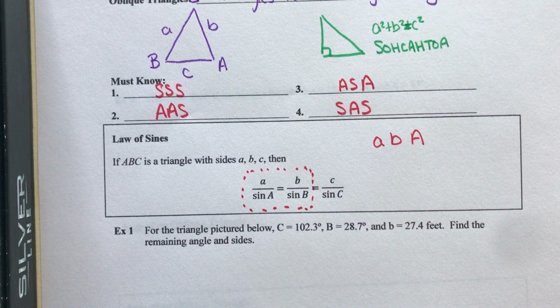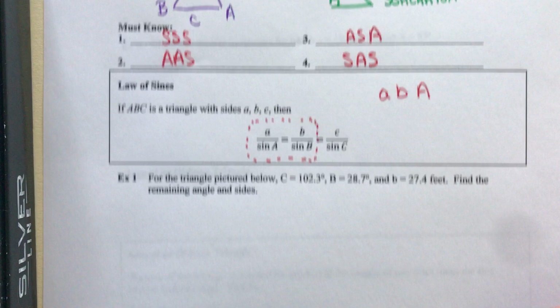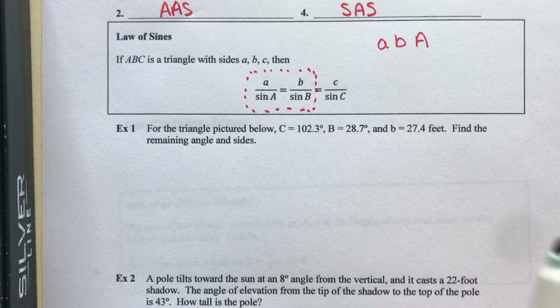Okay, so one important thing that we also want to remember is that we want to draw diagrams and make sure everything's drawn correctly. Make sure you label everything and then mark whatever they're giving you, your givens. Okay, so let's look at number one. It says for the triangle pictured below, so I don't have a triangle pictured, so we'll draw it as we see it here. C is 102.3 degrees, B is 28.7 degrees, and side B is 27.4 feet. Find the remaining angle and sides.